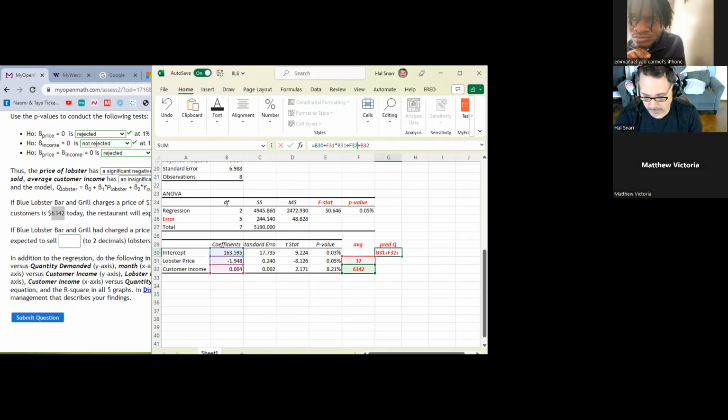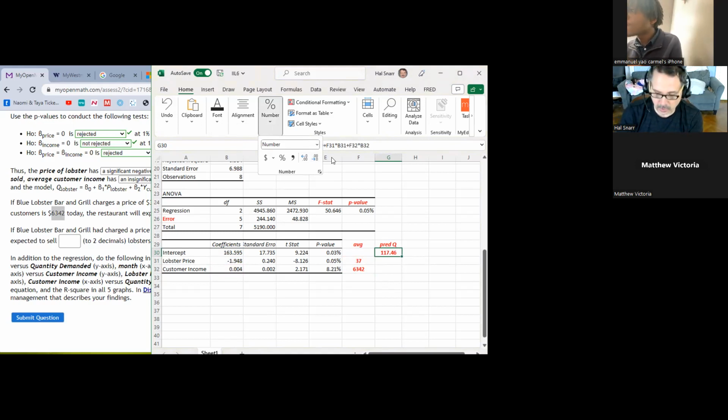Whoops, this should be a multiplication here. Yeah, there we go. So I have my intercept right here plus my average lobster price to 0 decimal places times the slope of lobster price plus my average customer income rounded to 0 decimal places times my customer income. And I get 117.46.